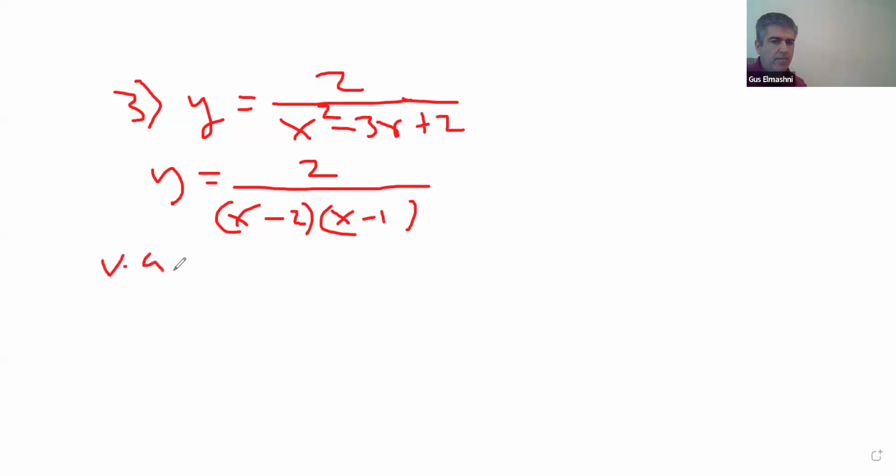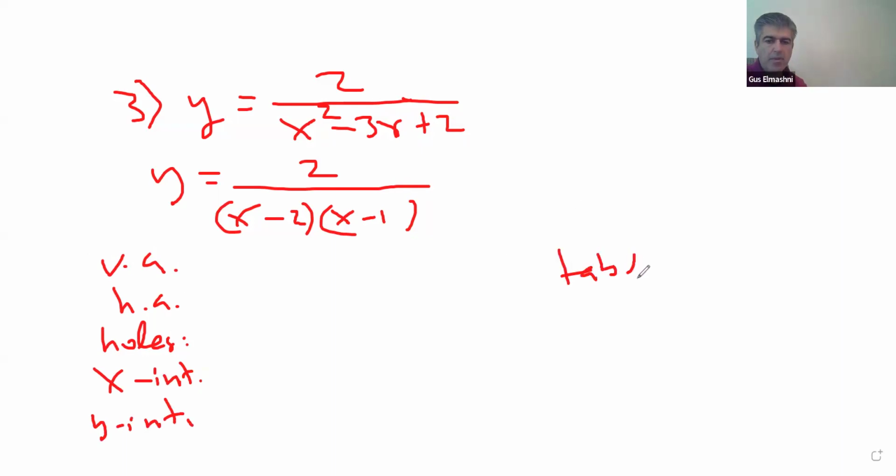Then there's usually a few things you want to find: the VA, the HA, holes, x-intercepts, and y-intercept. And we'll also want to do a table or sign chart. Do you know what a sign chart is? You do a number line and you see where y is positive and negative in various intervals. Okay, we'll do that.